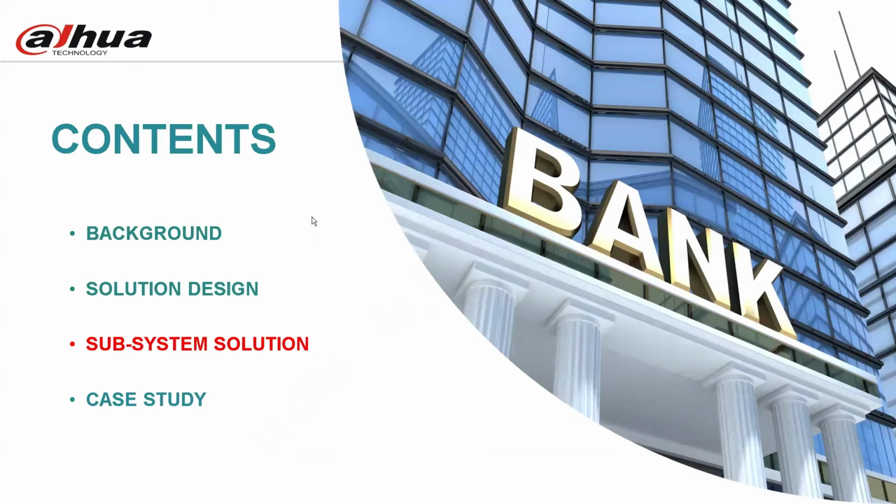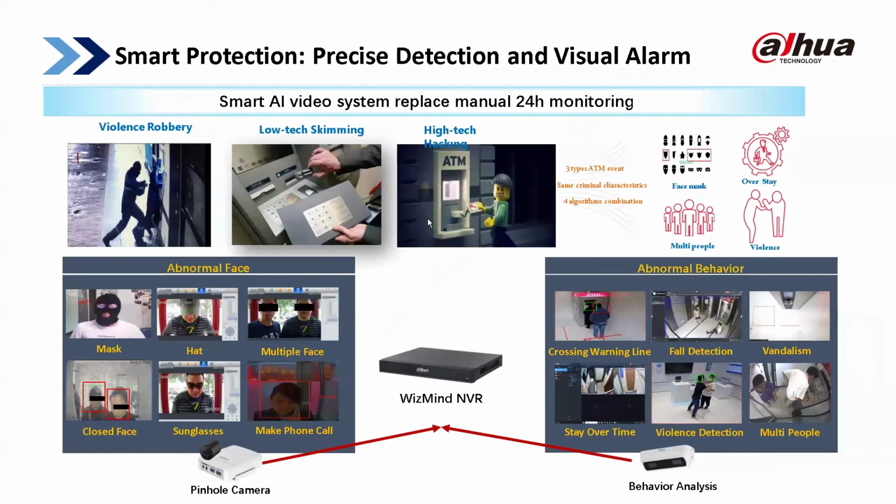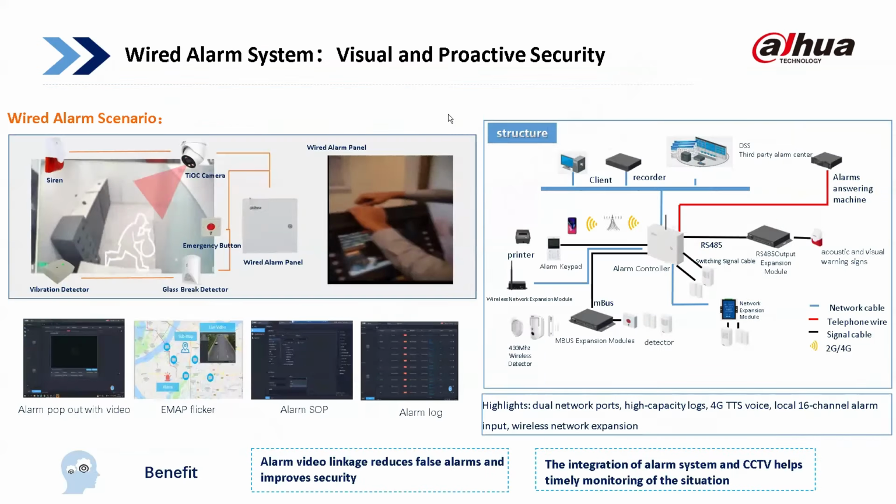Then the solution for the ATM subsystem. So we have precise detection and visual alarm. So things like low-tech skimming, high-tech hacking, mask detection will use Wizmind and VRs to do this kind of deterrence and solution. Then we have visual and proactive security where we do a wired alarm scenario.